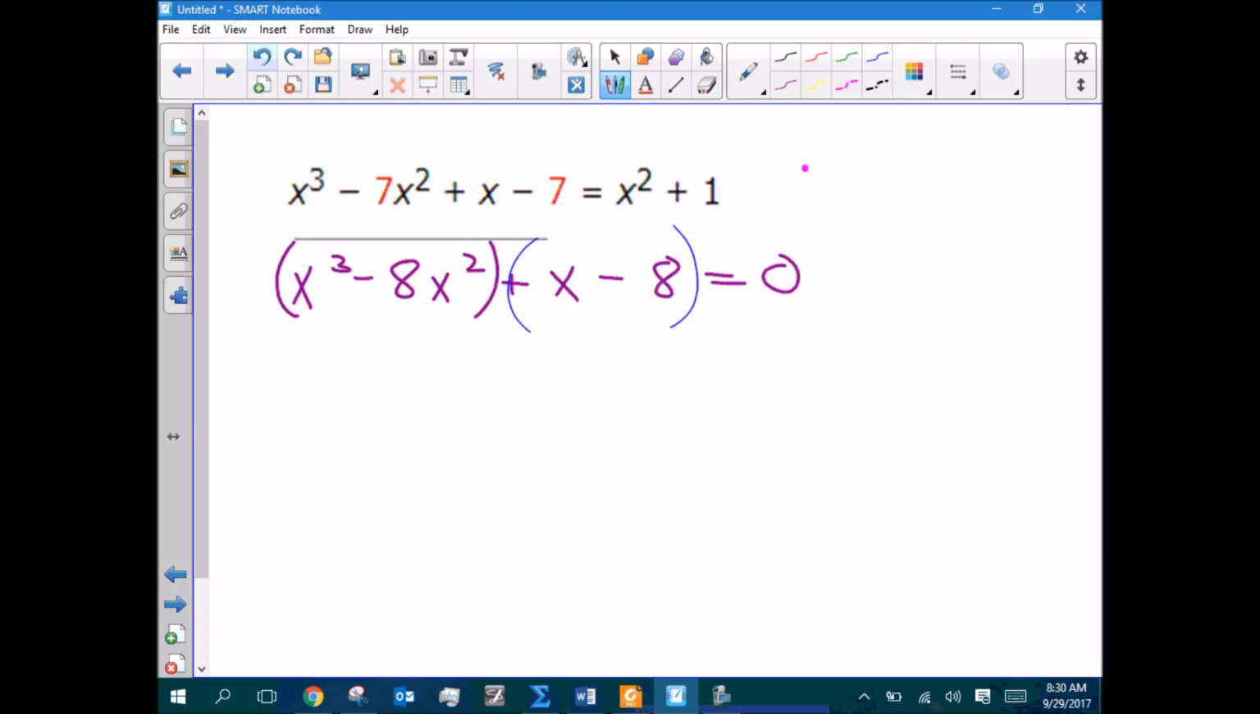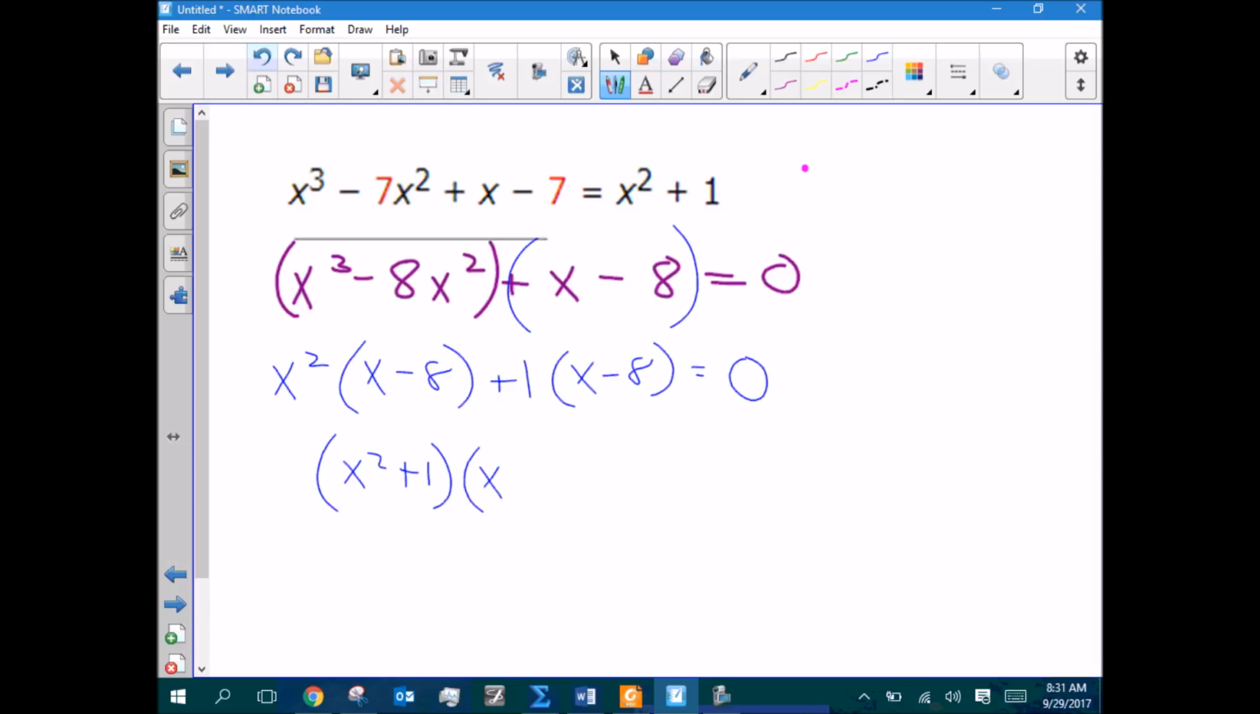So what can come out of the first 2? x squared. That's going to leave me x minus 8, right? And then what can come out of these back 2? You get that. So now I get x squared plus 1 and x minus 8. When I solve that, x squared is equal to negative 1, right? x is then equal to the square root of negative 1, which is plus or minus i. And then this one, x minus 8 equals 0, so x is 8.